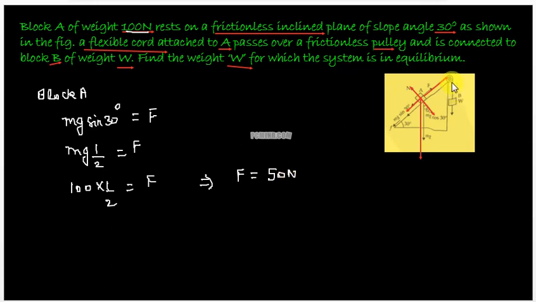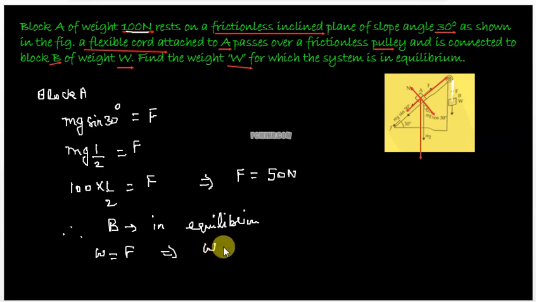Therefore F is going to be the same here also on the block W. So what is W? For block B to be in equilibrium, we would require that W is balanced out by this tension, which is F here. Therefore the weight W is 15 Newton for the entire system to be in equilibrium.